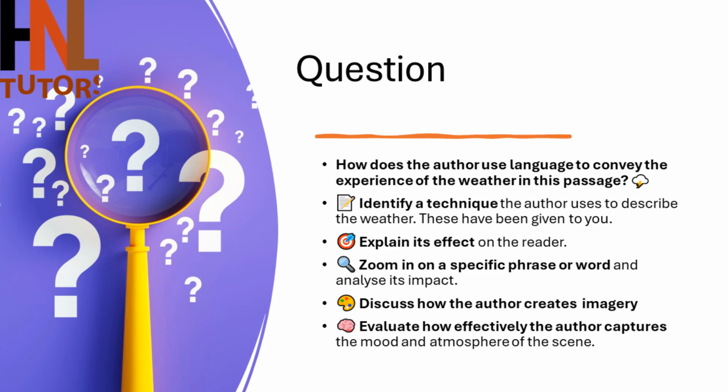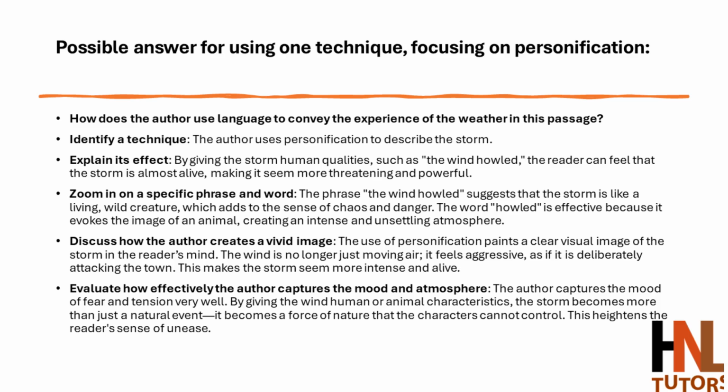Let's discuss some questions to analyze the text. How does the author use language to convey the weather's experience? Identify techniques, explain effects, and evaluate the imagery. Here's a possible answer focusing on personification. The author uses it to describe the storm, giving it human qualities and making the scene more vivid and intense.